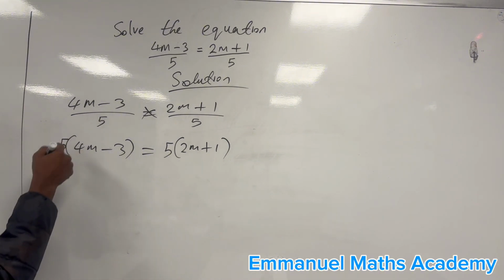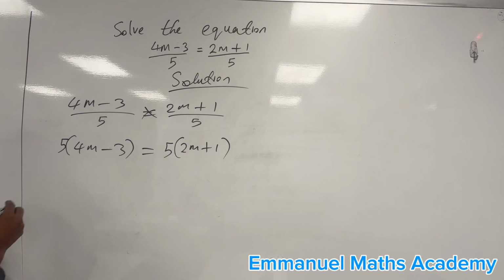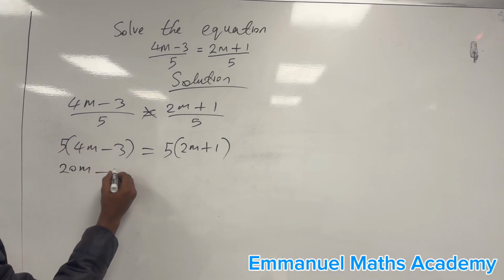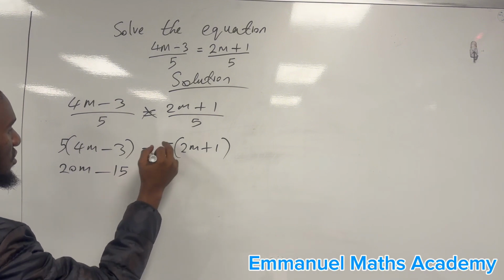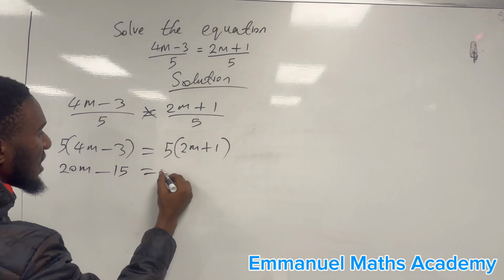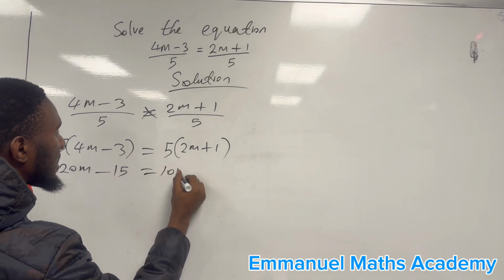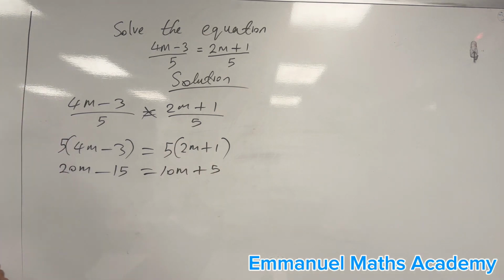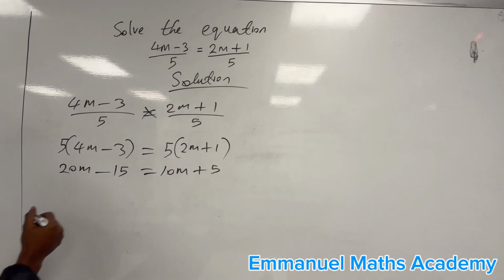So if we do that, you have 4 times 5, 5 times 4 will give you what? 20m, minus 5 times 3 will give you 15, equal to 5 times 2m will give you what? 10m. 5 times 1 will give you 5. All right, so the next thing we'll do is you collect like terms.